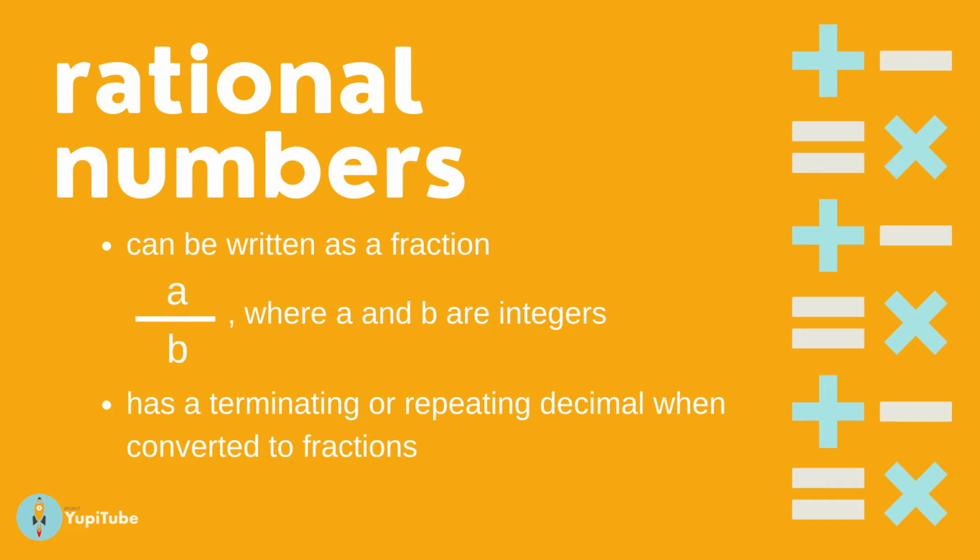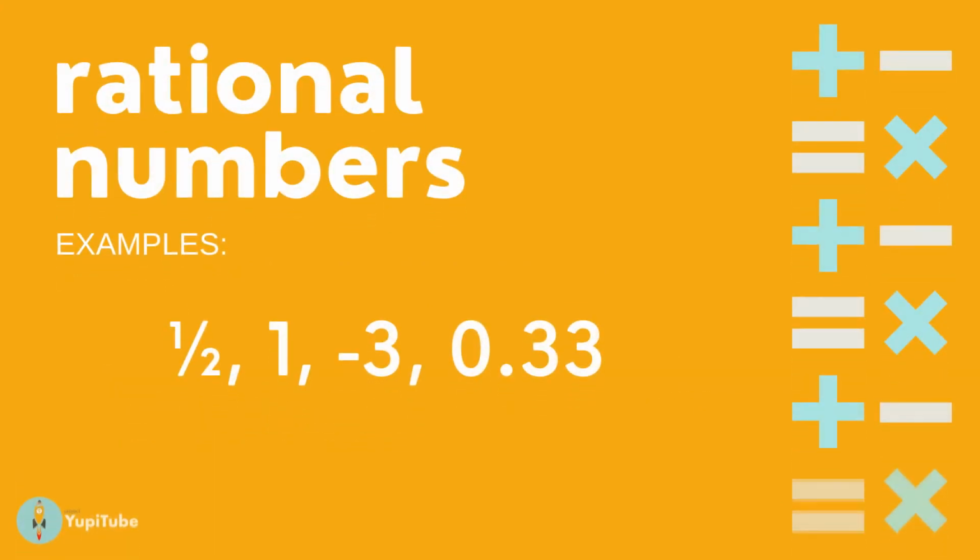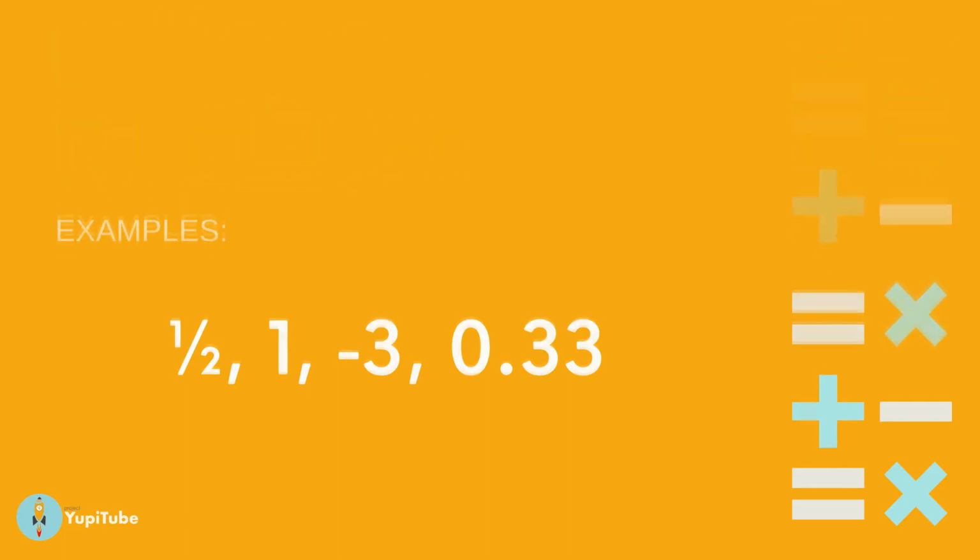If this is to be converted into decimals, we can observe that it has a terminating decimal or repeating decimal. Examples: 1/2, 1, -3, and 0.33.